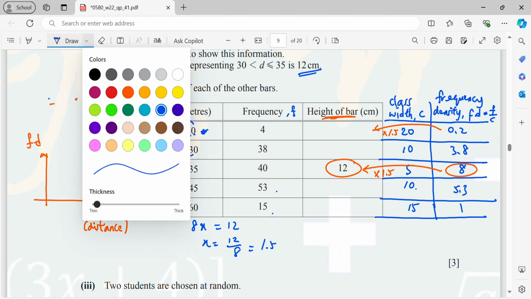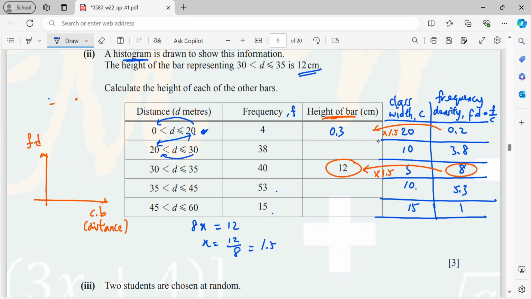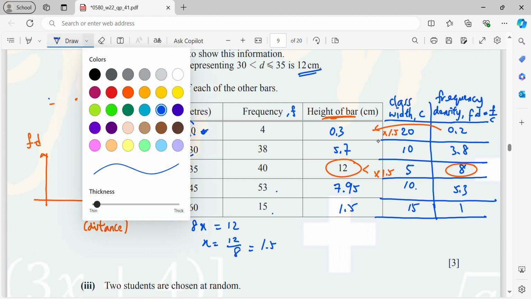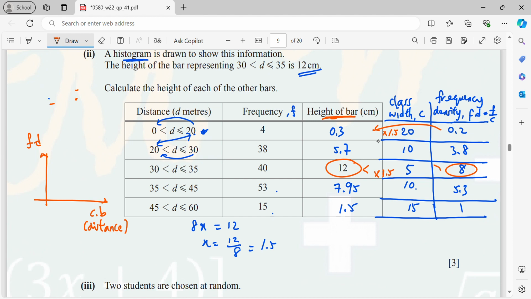Therefore, I will be getting 0.2 times 1.5, that is going to be 0.3. Okay, 3.8 times 1.5, you will be getting 5.7. Then 5.3 times 1.5, that is 7.95. 1 times 1.5, it will be 1.5. So these are the heights of the bars. Okay, done for this part.